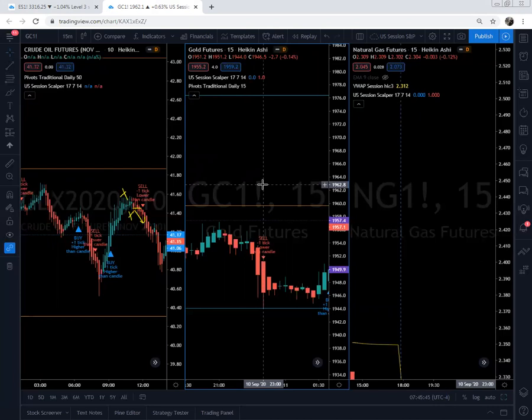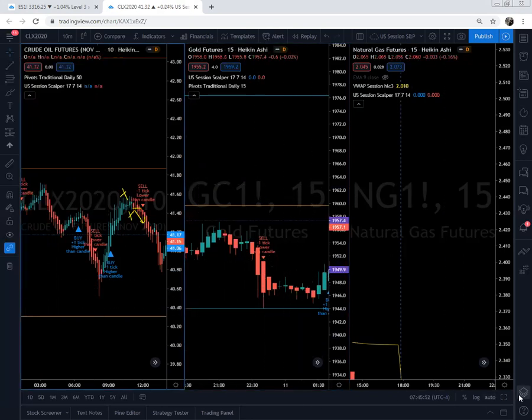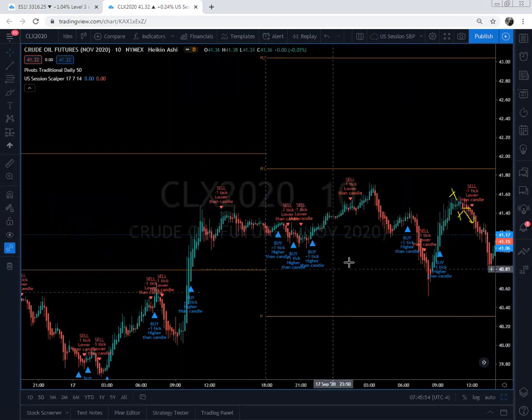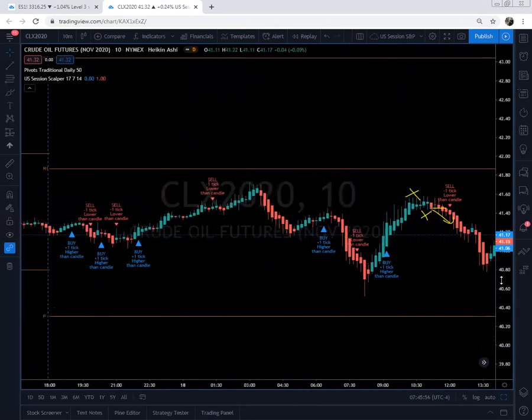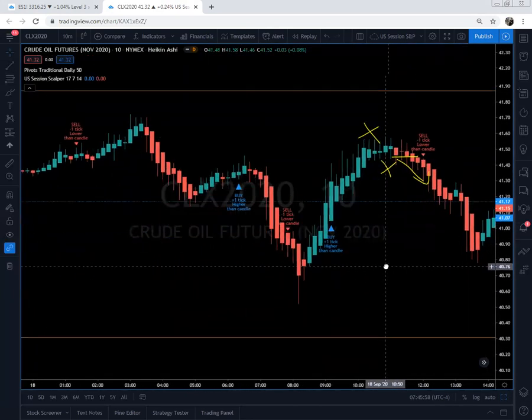Heikin Ashi is not much of a candle to be traded, because the pattern itself has a few types of candle. Some candles are with wicks, and some are solid. It's something you have to research on.